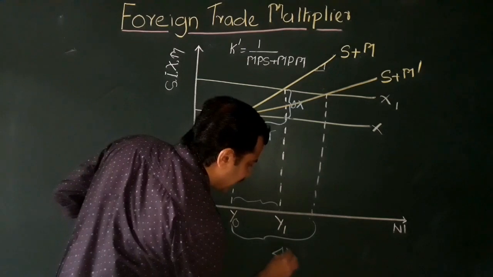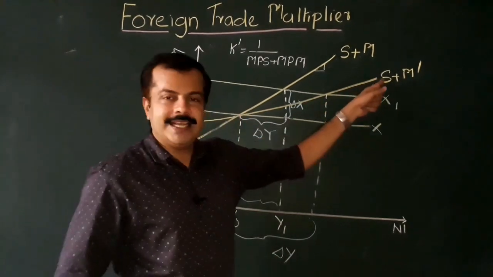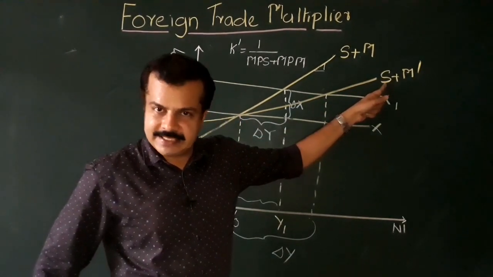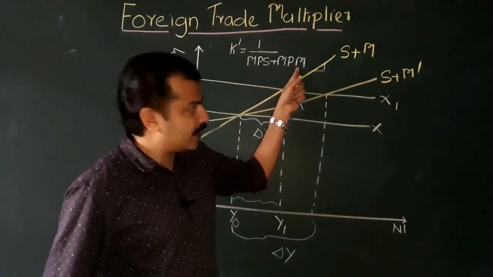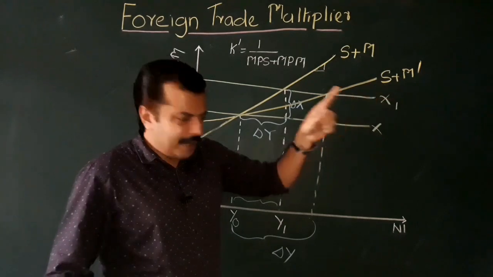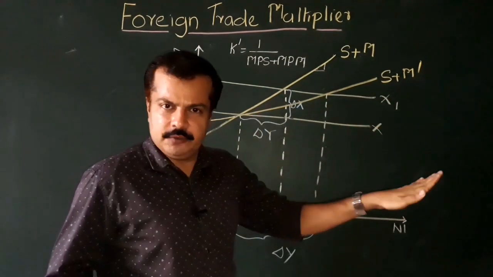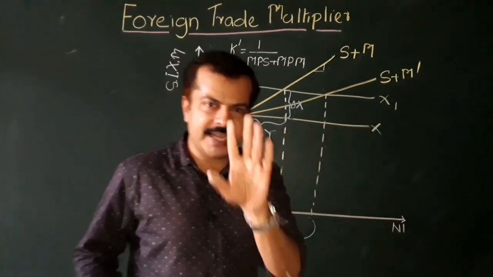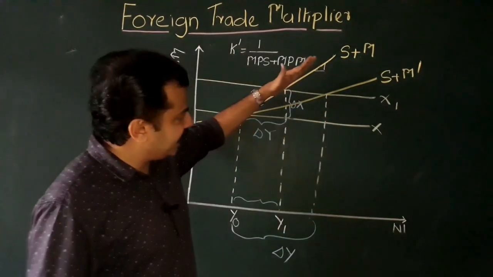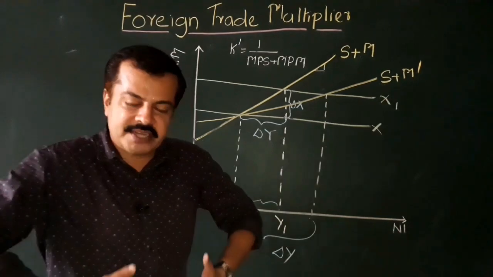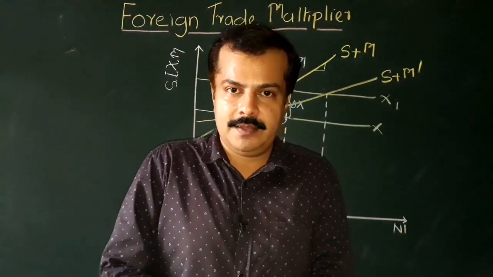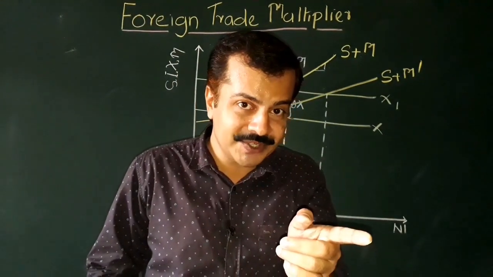greater changes in income. Why? Because the value of leakages is smaller, or the marginal propensity to save and import are smaller. That's why we have a flatter curve. When we have a flatter curve, that means smaller is the slope. When we have a flatter curve, the value of multiplier is much higher. The expansionary effect will be much higher. The opposite is also true.